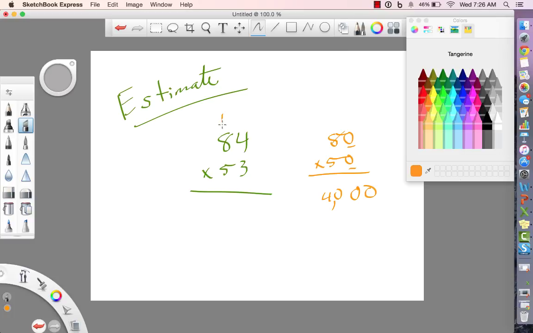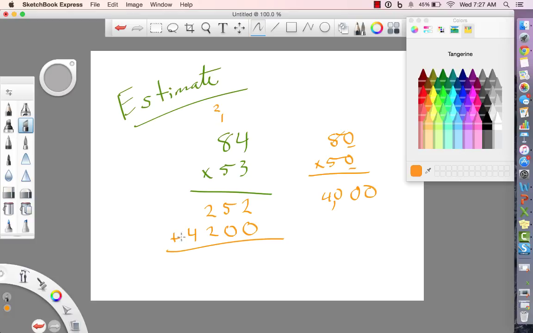3 times 4 is 12. And 3 times 8 is 24, plus 1 is 25. And we add our 0 so that we don't have to think about this as 50. We can think about it as 5 times 4 is 20. And we're going to carry our 2 up there. And it's really 50 times 4, which would be 200, and so that works. And then 5 times 8 is 40, plus 2. 40 plus 2 is 42.